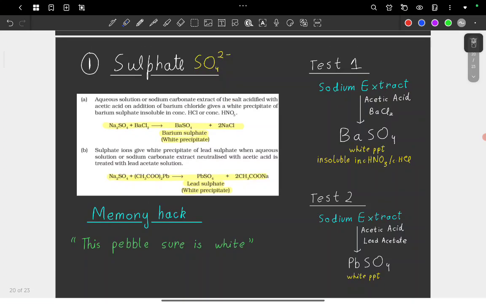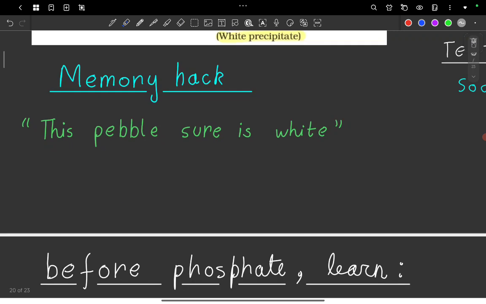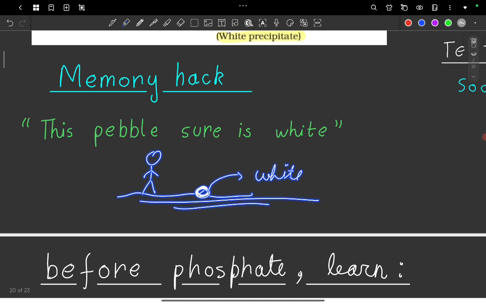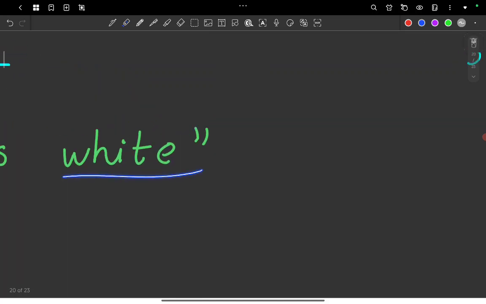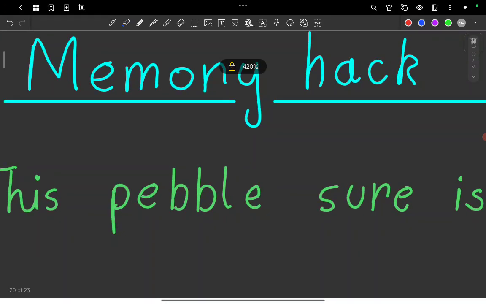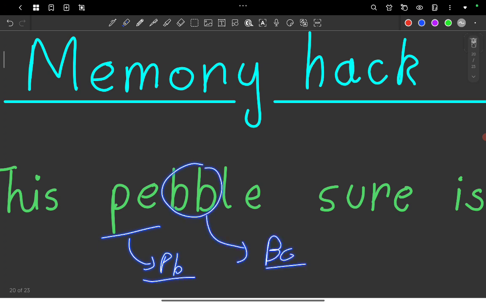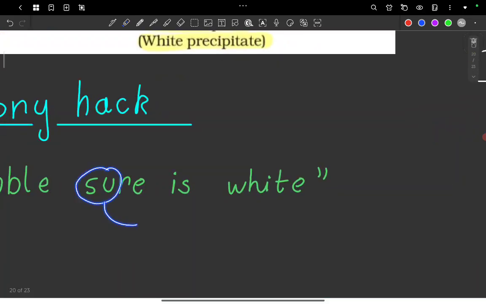That's it. And even for this, I've given you a memory hack, which is this pebble sure is white. Like you are walking on the beach and you come across a pebble. This is a rock. When you pick up that rock, you see that it is very white in color. So using this, you can remember both of these tests. This pebble sure is white. White is of course a reference to both the tests giving white PPTs. And pebble is literally just P is for Pb and B is for barium. Pebble. Sure is white, and SU of sure is for sulfate.